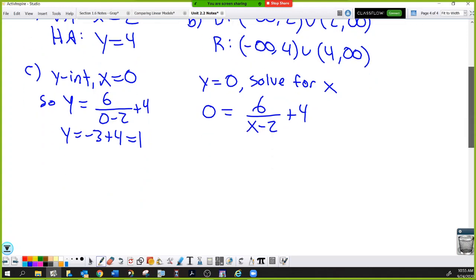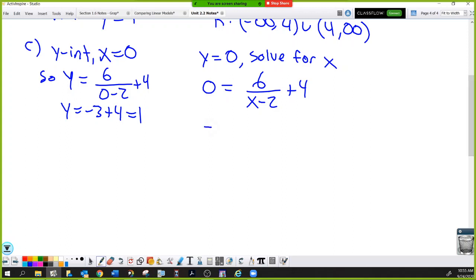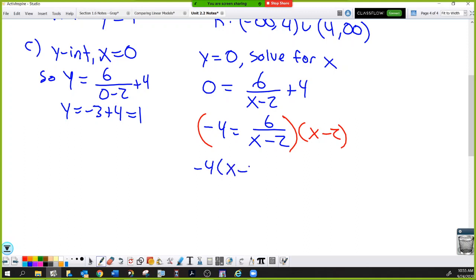So what do we do? We subtract 4 from both sides. Uh-oh. Now what? Yeah, we get rid of fractions. We get rid of fractions by multiplying everything by what's on the bottom. Distribute that x minus 2 to the left and to the right, and you will get negative 4 times x minus 2 equals 6. And you do have to distribute the negative 4 and go through all of this algebra 1 stuff. I'm just going to do it over here so I don't have to keep going down. Negative 4x plus 8 equals 6.